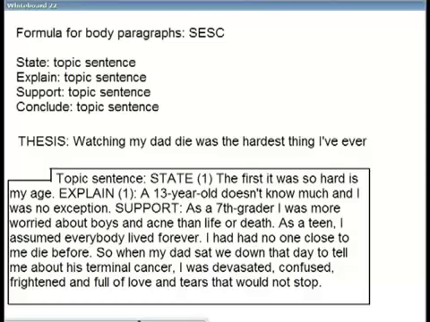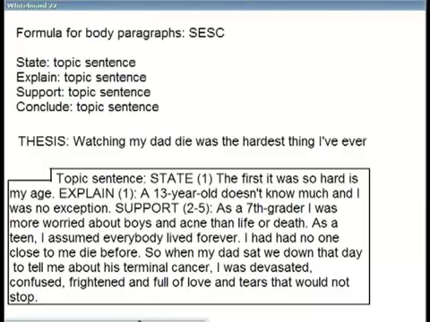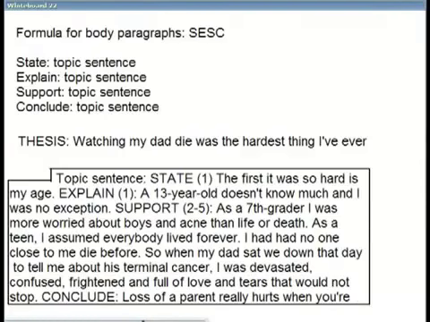Okay, so now there is our support. Remember, in the support section, you get 2 to 5 sentences. And how many do we have there? 1, 2, 3, 4. We have 4 sentences there in the support section. And so now all we have to do is conclude. Loss of a parent really, really hurts when you're 13. So now we have referred back to the topic sentence about why it was so hard. We have kind of brought things full circle.